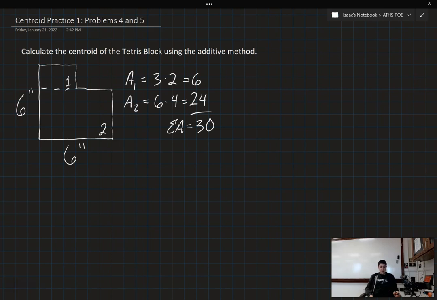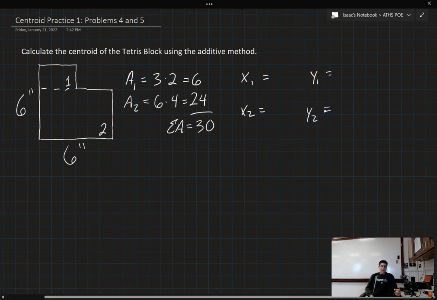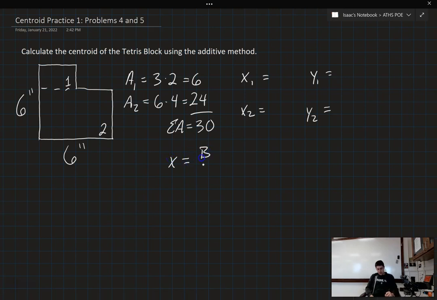Okay, the next step is going to be to calculate the centroid, or the center of mass, of these two shapes. I'm going to do that for the x coordinates, so x1 and x2, as well as the y coordinates, y1 and y2. For both of these, I'm going to be using the rectangular centroid equation, which is, in the x direction, x equals the base of the rectangle divided by 2.